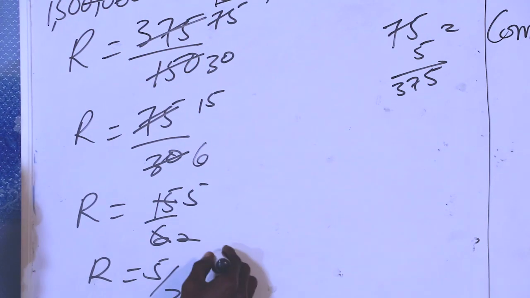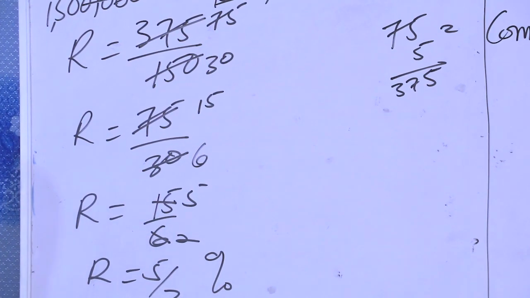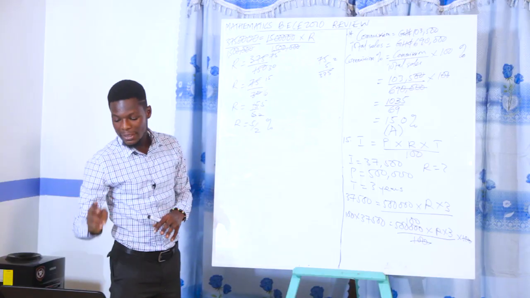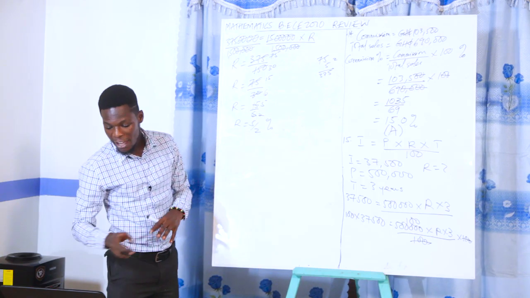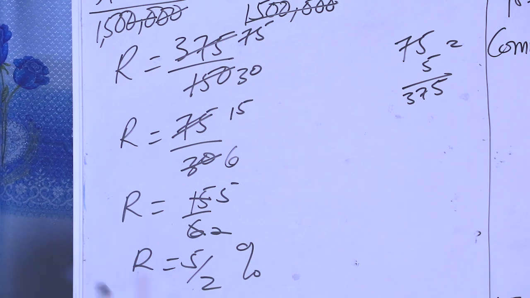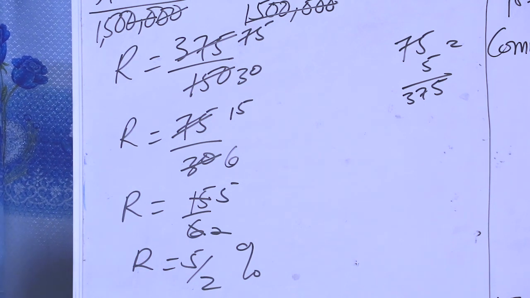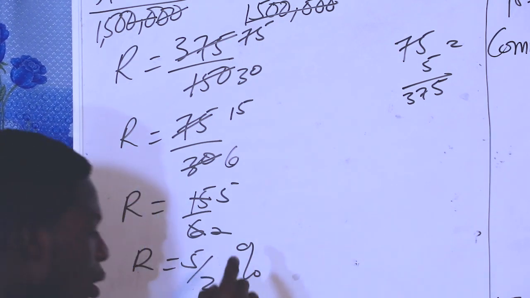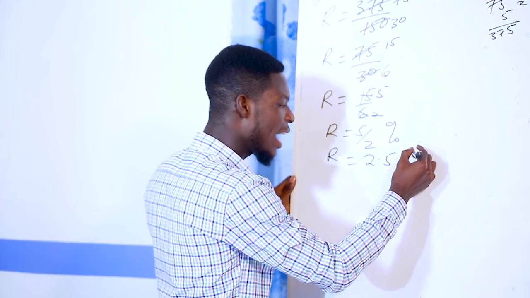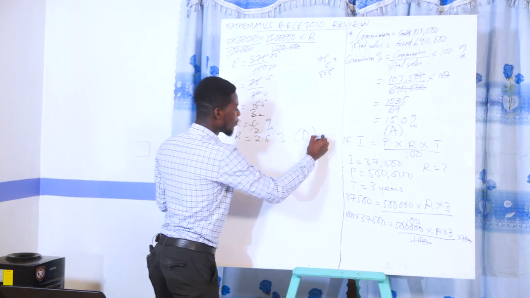Rate is always given in percentage. Let's look at our possible answers. 20.0% A, 10.0 B, 5.0 C, 2.5% D, which means they want our rate to be in decimal. So 5 over 2 is the same as what? 2.5%, which means that the correct option is D.